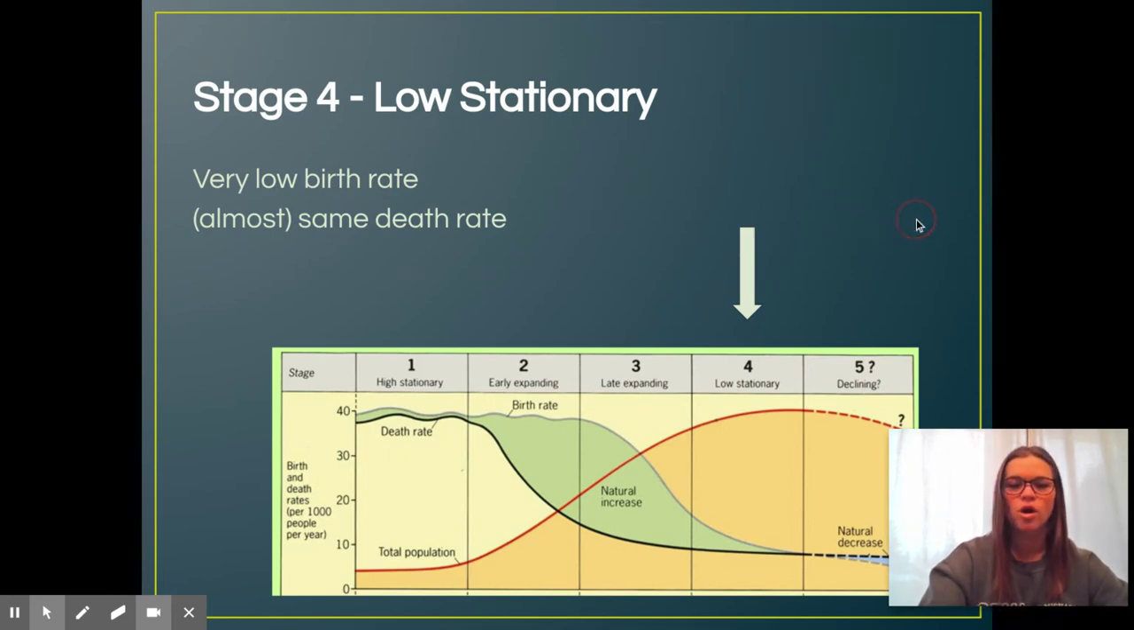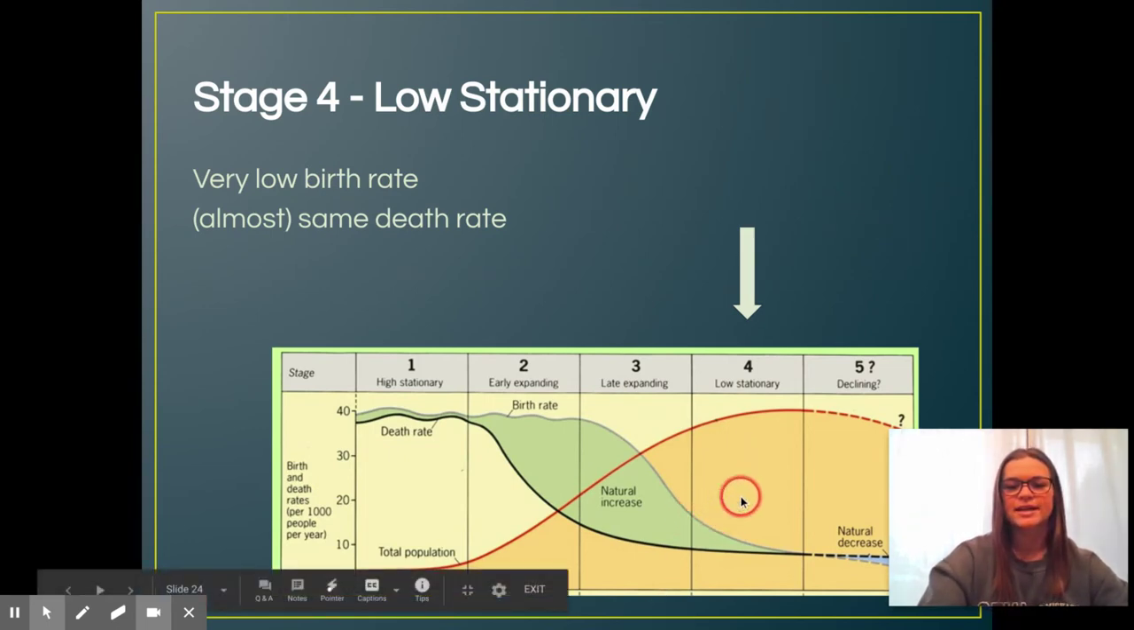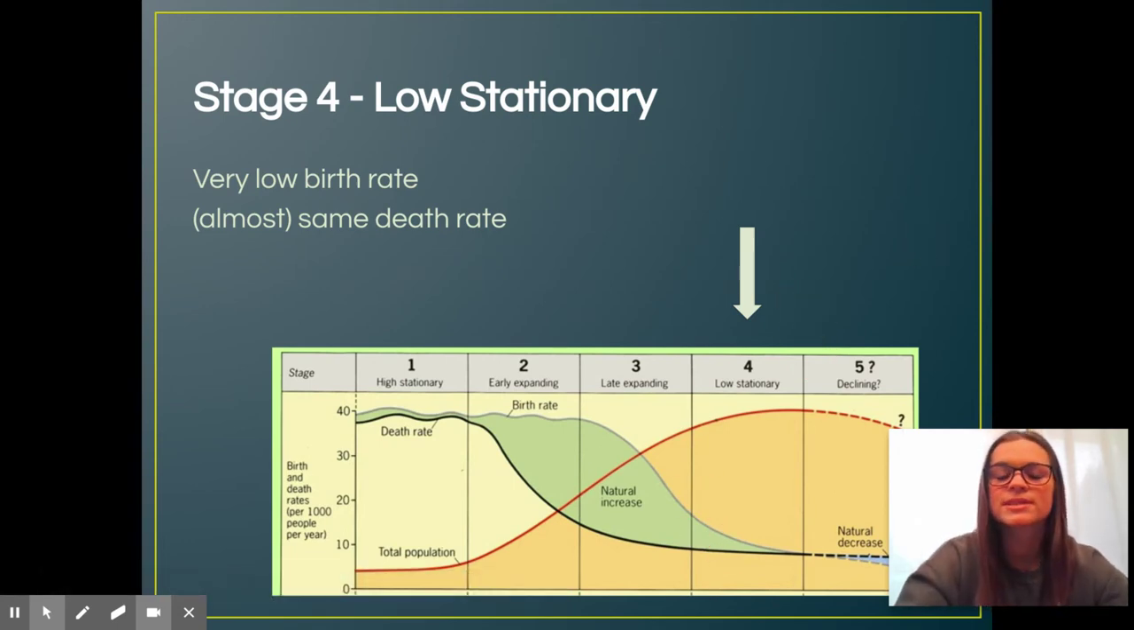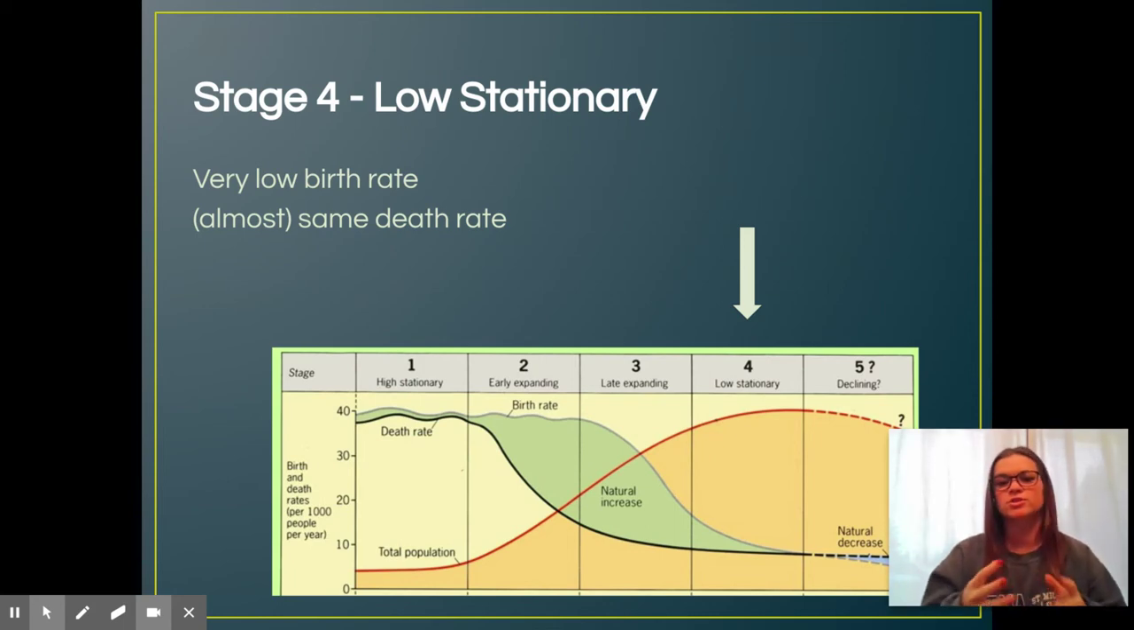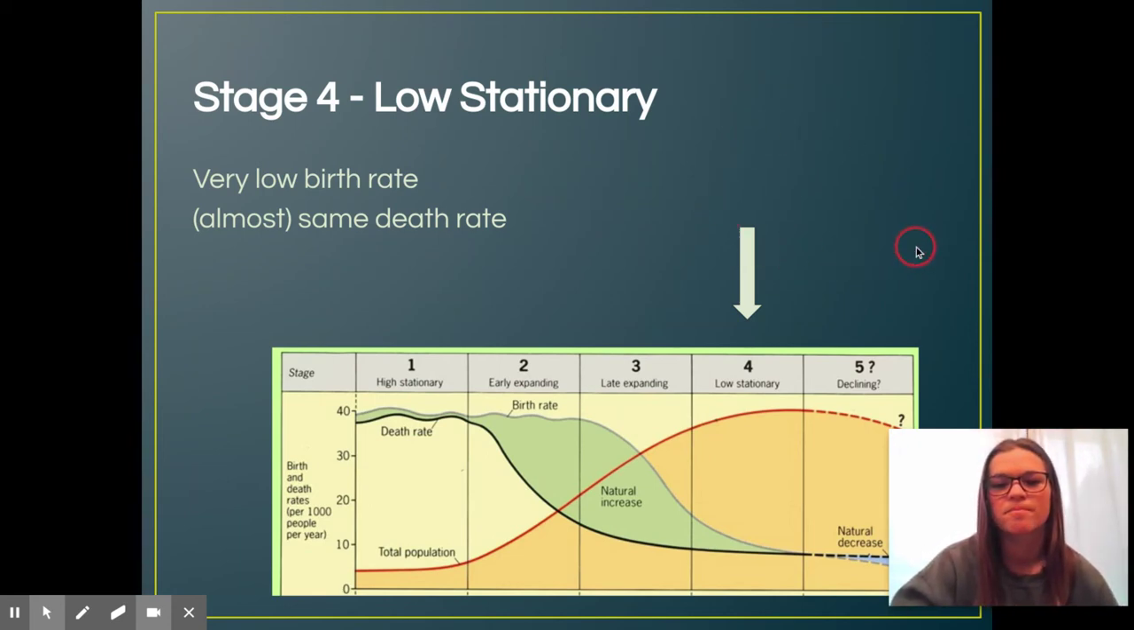Stage 4. Stage 4 is interesting. It has a very low birth rate and almost the same death rate. We would consider the United States a stage 4 country, and we'll talk about why that is. Okay, but I want you to think about why a country like the United States would be having less children and why their death rate stays consistent as well.